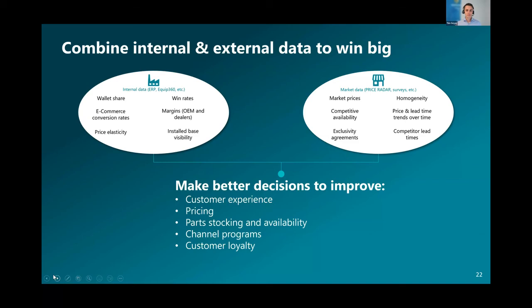Then you can be extremely confident that you can increase your price at least to market level, thereby boosting your profits and your revenue immediately without scaring off any customers, because you've done your homework and you know that you're not jacking up the price too much, which could lead to a bad reputation. So that's really what it's about: combining internal and external data to improve your customer experience, your pricing, what parts you're stocking, what channels you're using, and ultimately your customer loyalty, because that's what it's all about.